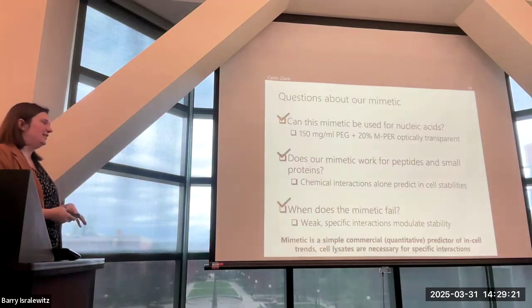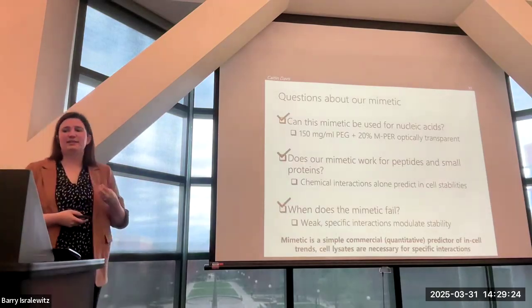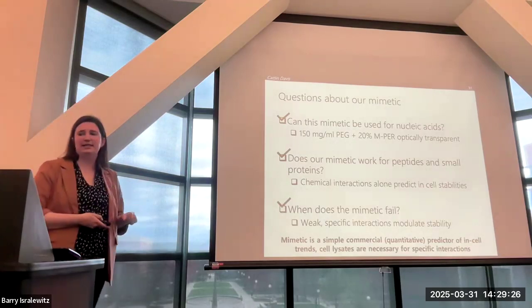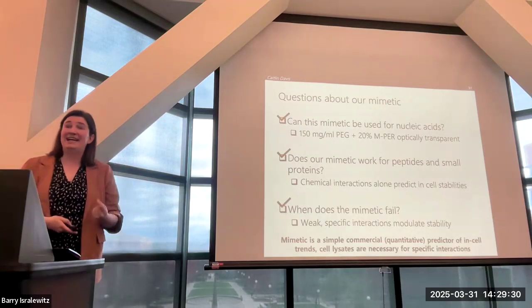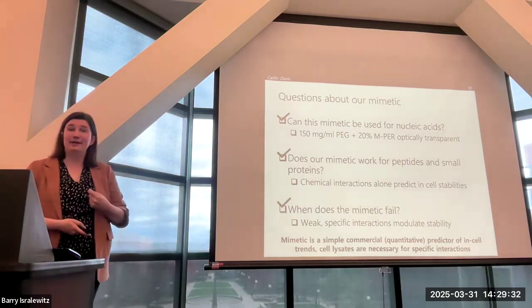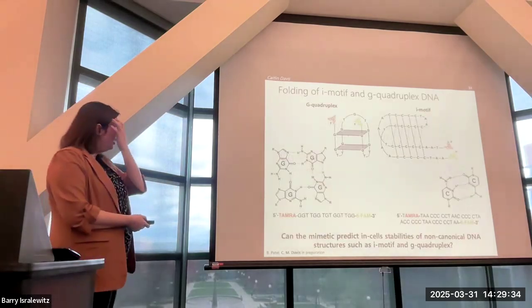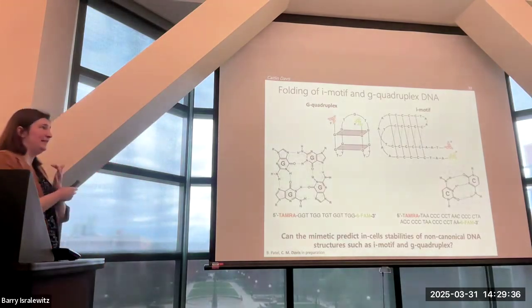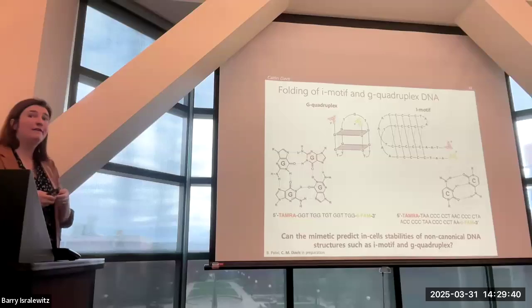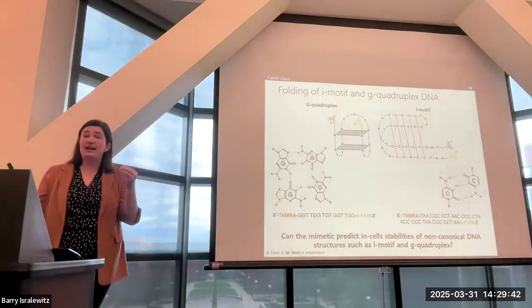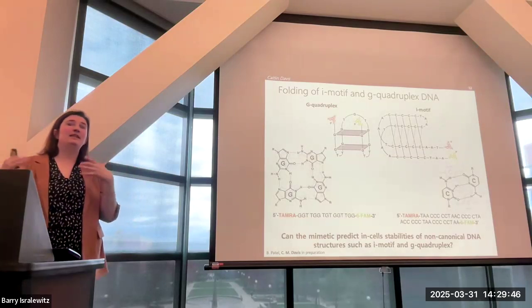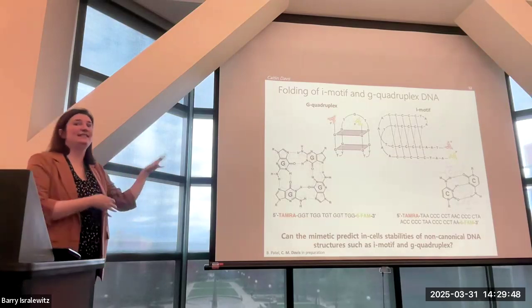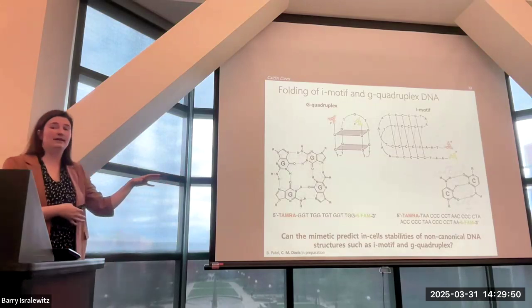So what we learned here is that weak specific interactions can modulate RNase's stability. And we've also found cases when we look at nucleic acids where our mimetic doesn't work. So we have been interested in the folding of i-motif and G-quadruplex DNA. These are found in G- and C-rich tracts of DNA. And there's been a lot of speculation about whether or not these structures exist in cells in native environments.